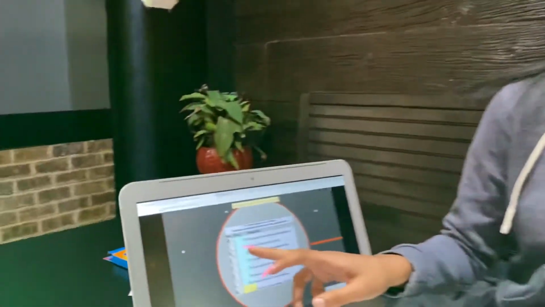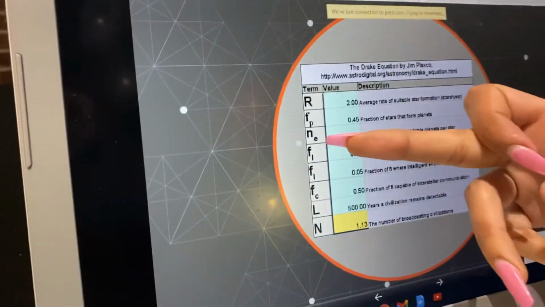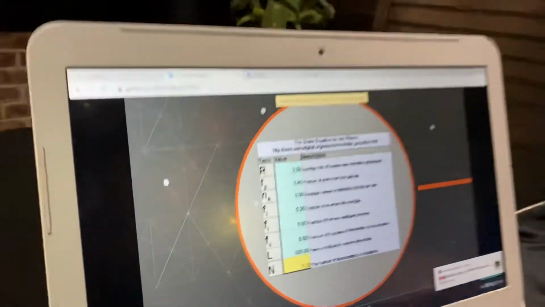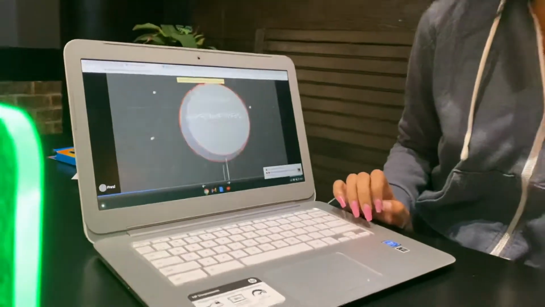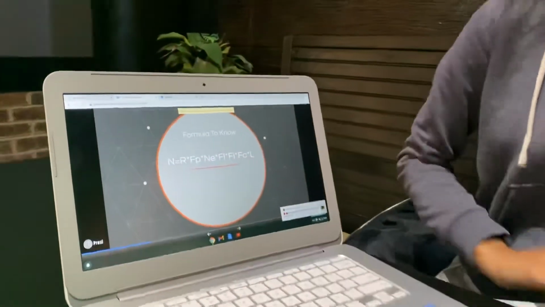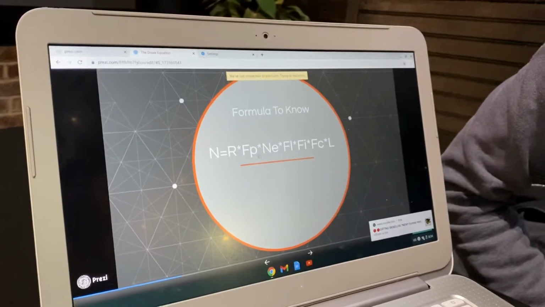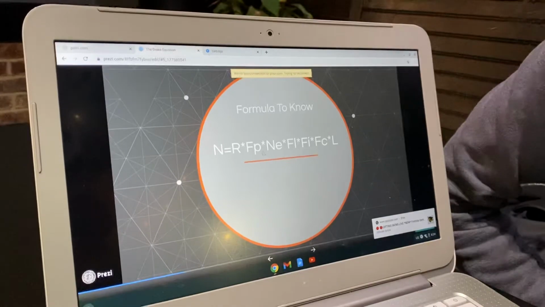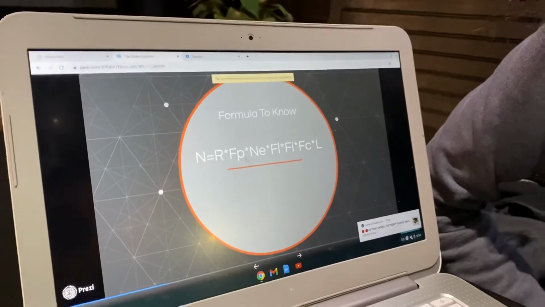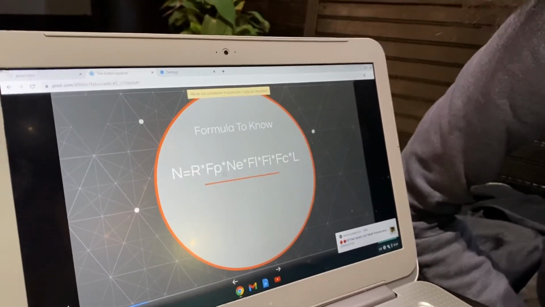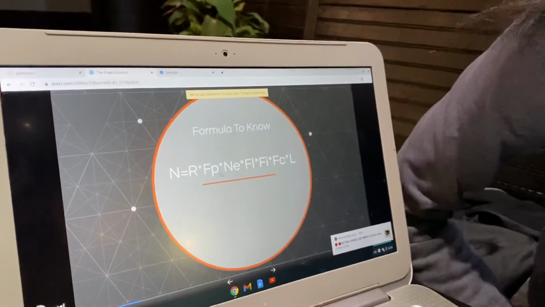So today we're going to talk about the Drake equation. The Drake equation is shown right here, and it is basically a bunch of different variables. It's comprised of about 7 or 8 variables, and each variable has a meaning. So this is the variable, and that is N equals R times f sub p times n sub e times f sub l times f sub i times f sub c times L. So it is very long.